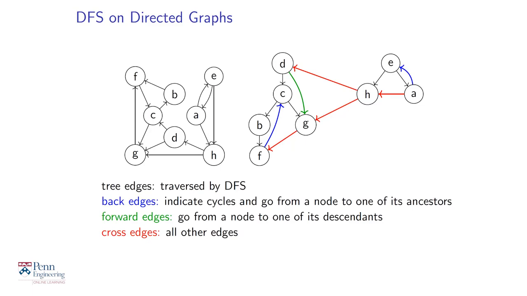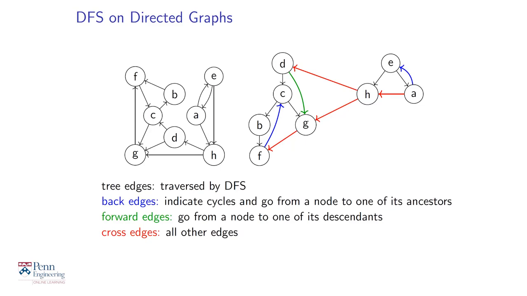We backtrack. We go to B, and DFS at B is also finished because the only edge we could have gone to is F, and we've already done that. So we backtrack all the way to C. At C, we discover the vertex G because there is an edge from C to G. So that's another child of C.